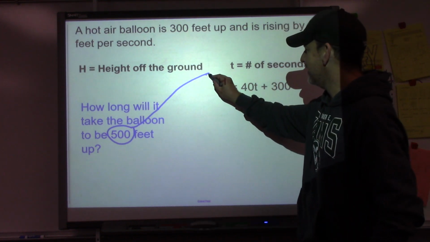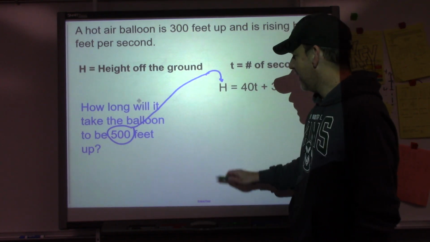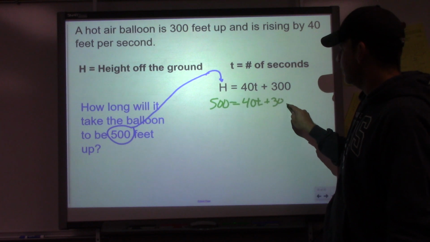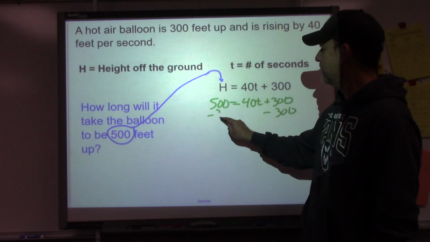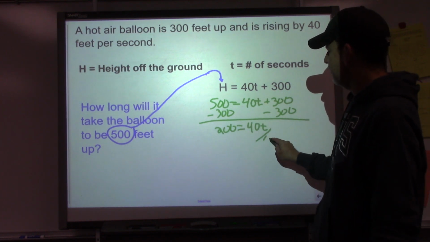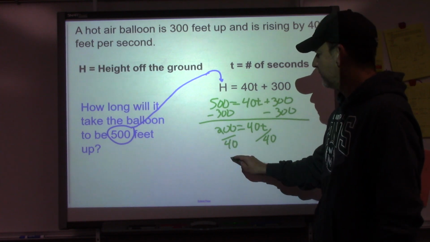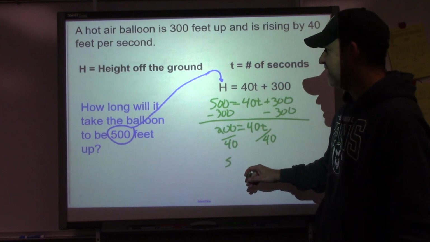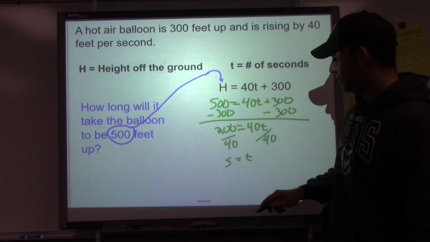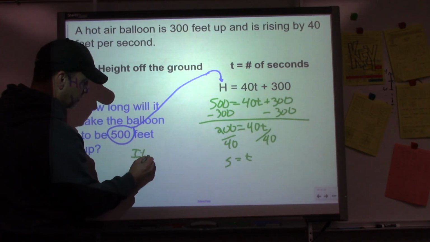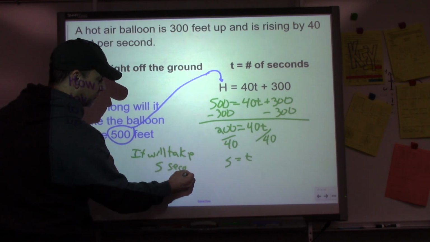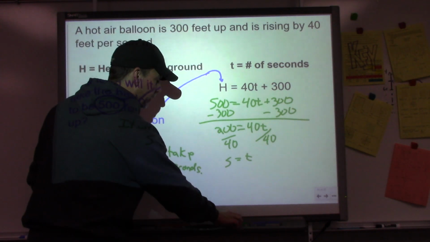It should have gone right in for the h, which means that now I'm going to get 500 equals 40t plus 300. Subtract 300 from both sides. I get 200 equals 40t. Divide by 40, divide by 40. 200 divided by 40 is 5. Yes. 5 equals t. And so that is then it will take 5 seconds. Boom. Period. End of the sentence.